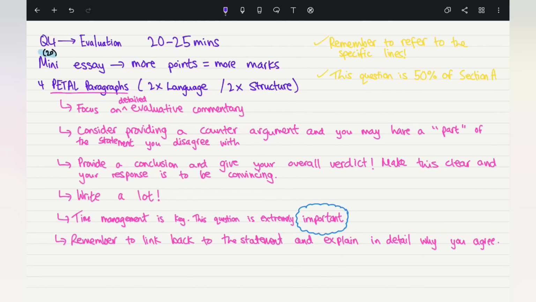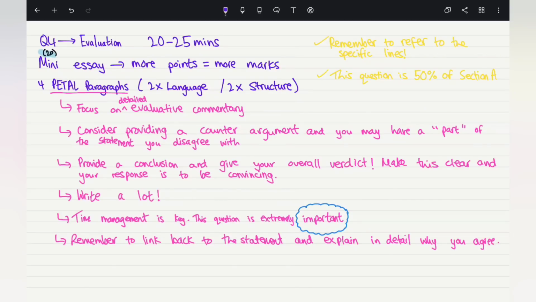Time management. Your time management is key. The question is extremely important. Now, I have stressed this many times to my own students. Question 4 is a huge question. You cannot mess up this question. So please practice, practice, and practice.